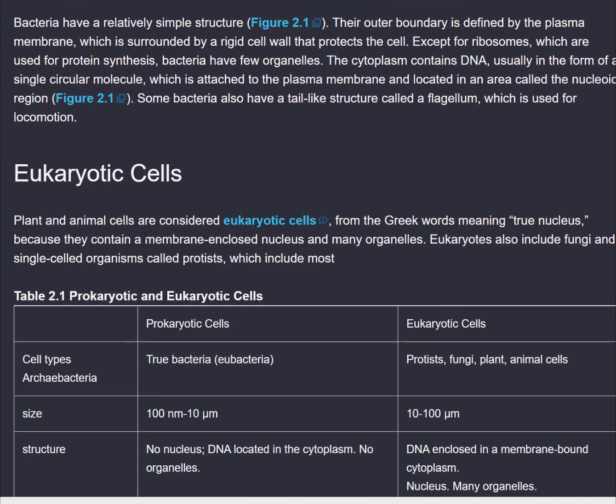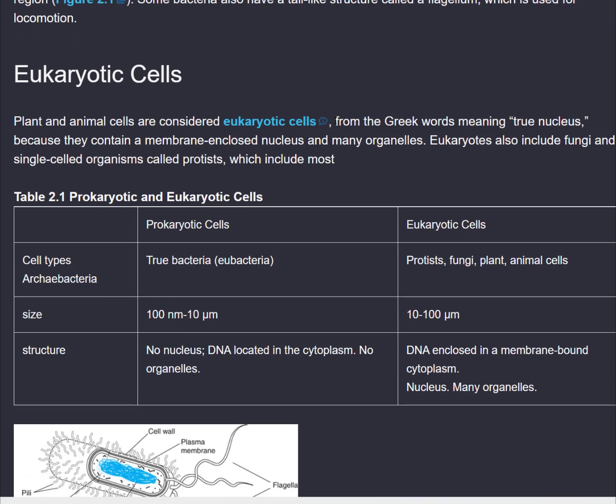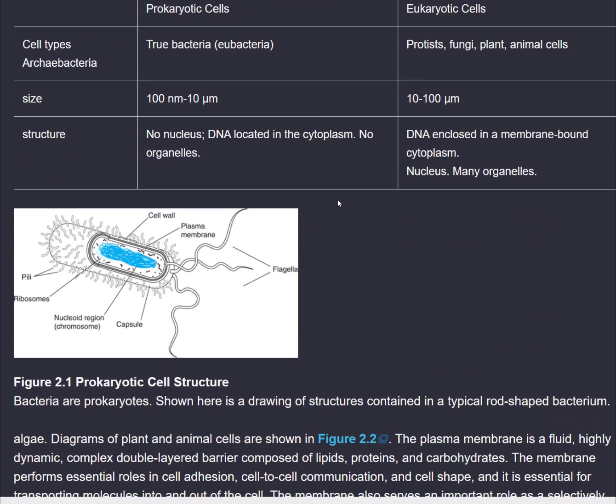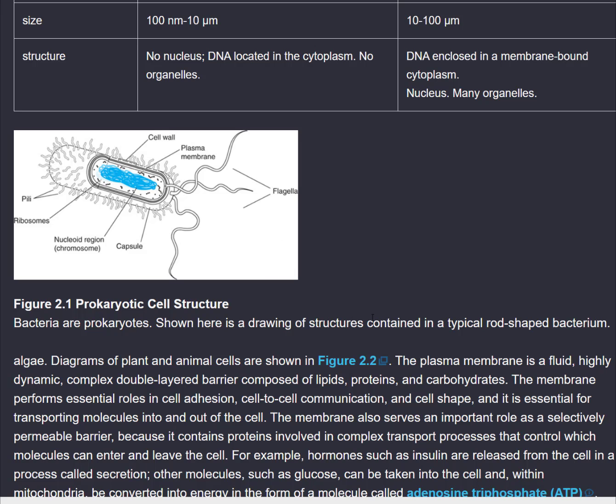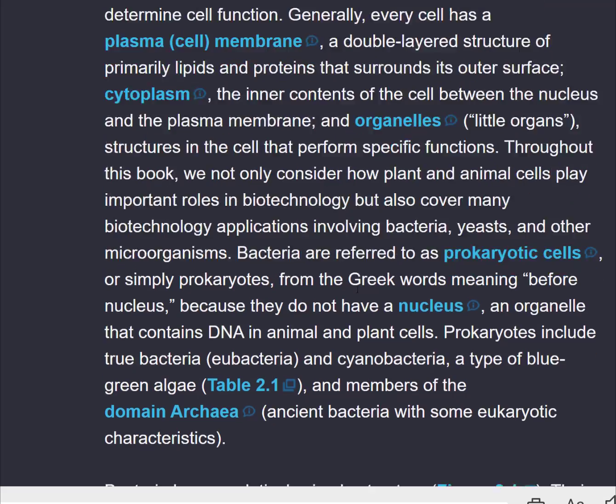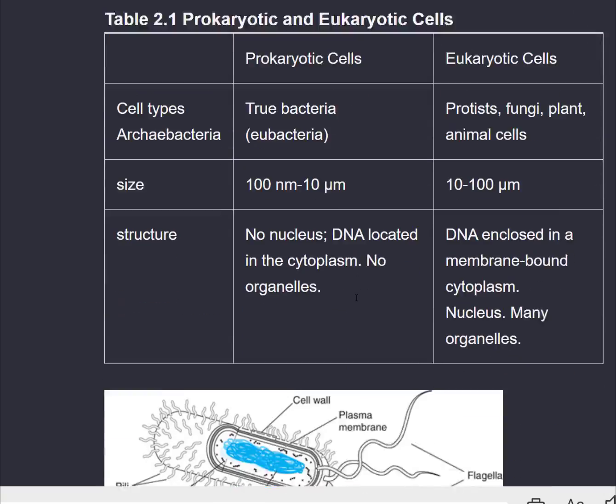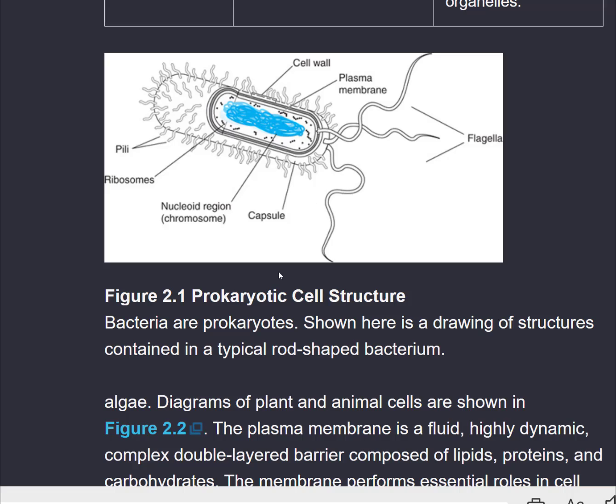Next we move to the eukaryotic cells. Definition here. Cells that contain a nucleus, including plant and animal cells, protists, and fungi. Those are eukaryotic cells. Here's a picture of an example.